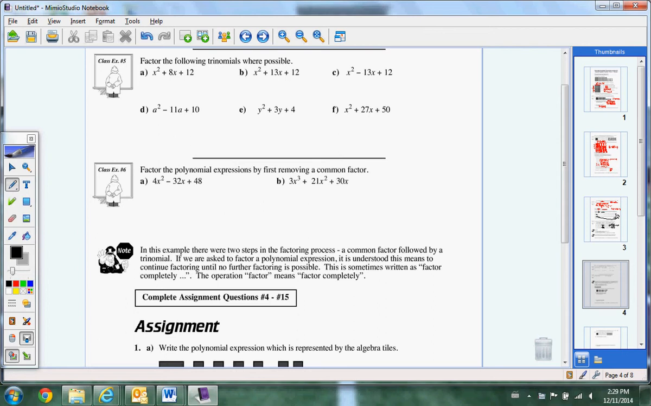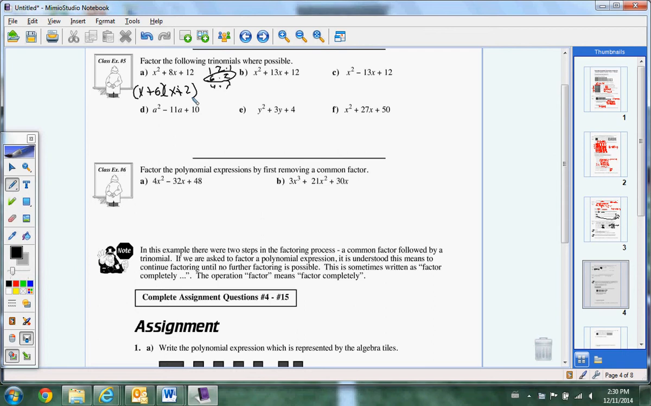Okay, so what are factors of 12 that add up to 8? 6 and 2, right? So remember, go through your head, 12 and 1, 6 and 2, 4 and 3. This one adds up to 8. That's the one we want. X plus 6, X plus 2 is your factored answer. That's what we're talking about, from here to here. X plus 6, X plus 2.